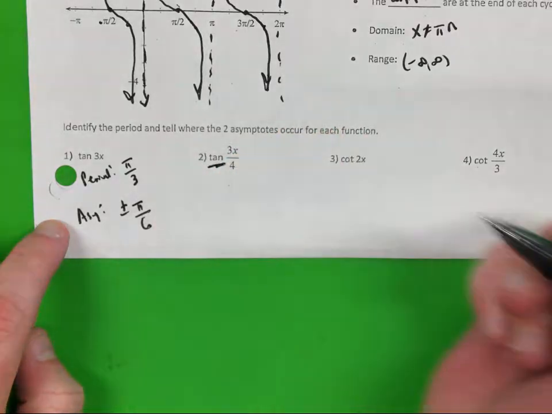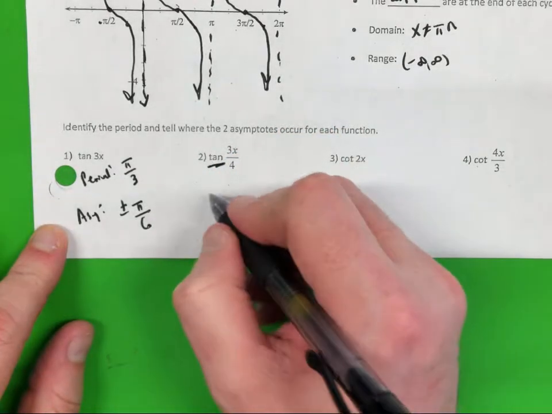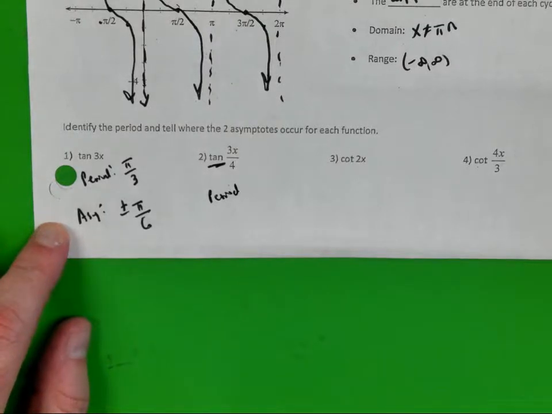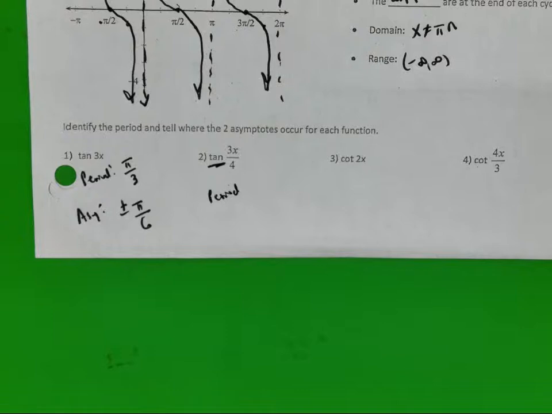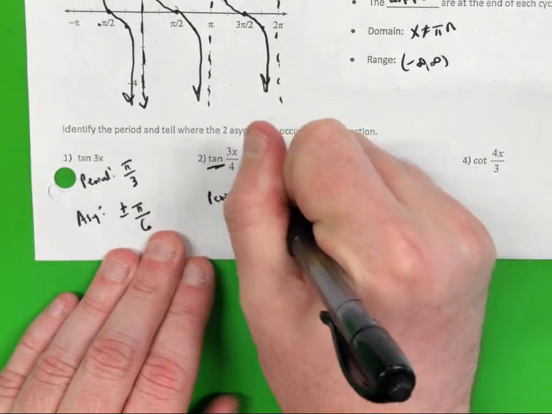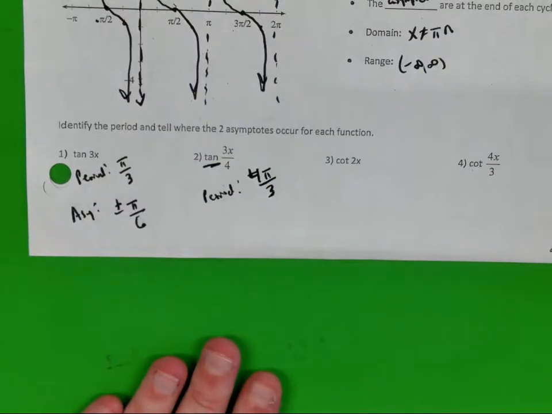Which function are we dealing with here? Tangent. Okay, so what's your b value there? I could rewrite that as 3/4 x. So if I take 1 pi and divide it by 3/4, what's going to happen there? It's going to flip, isn't it? So what will be your period? 4 pi over 3. Because 1 divided by 3/4.